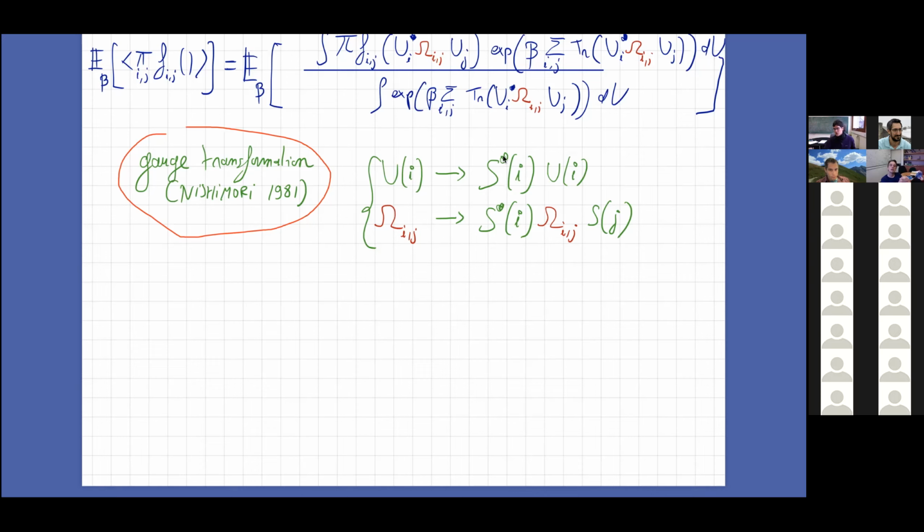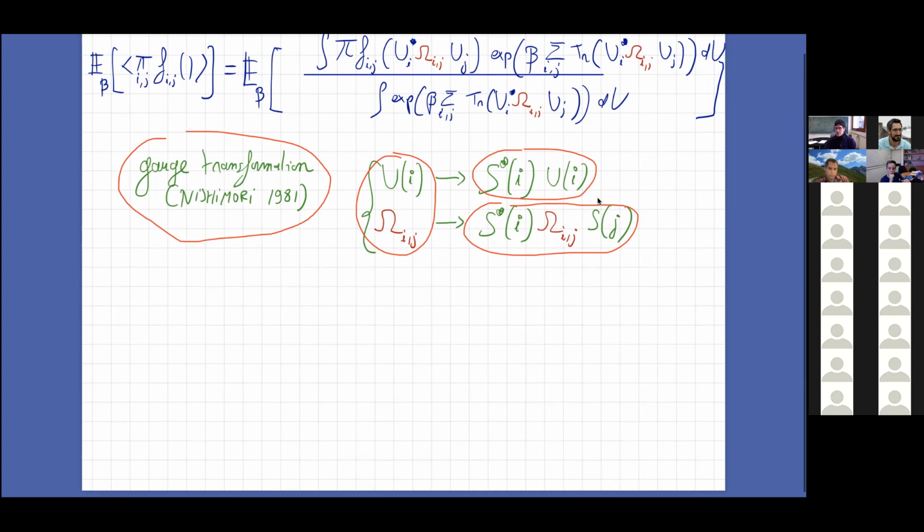So here you want to use all the degrees of freedom that arise from the zero forms. And you want to do the following change of variable. You fix a certain zero form S_i, which lives in the Lie group G. And you make a change of variable, which will be simultaneous on the spins and on the disorder. So spins will be sent to rotated spins by this fixed field S_i. And disorder matrices will be sent to this kind of cross correlation here, which will use the zero form at i and j.